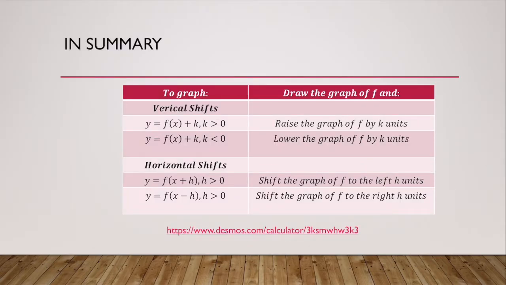So in summary, if I add a constant, that's going to shift my graph in the positive or the negative direction. If I add a positive constant, my graph will be vertically shifted up. If I have a negative constant, my graph will be vertically shifted down. And then it's the opposite of what you think for horizontal shift. If I add a constant, it's shifted to the left h units. And if I subtract a constant, it's shifted to the right, in the positive direction, h units. And you can always go into Desmos to graph these and check it out for yourself.